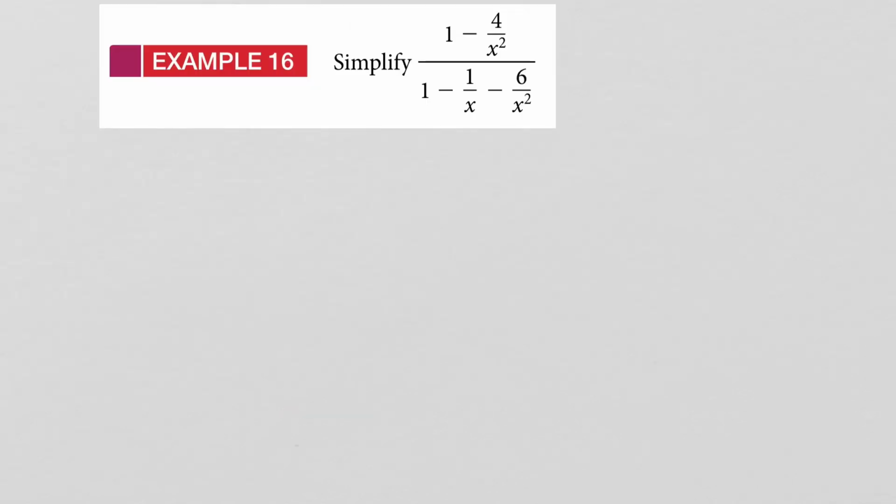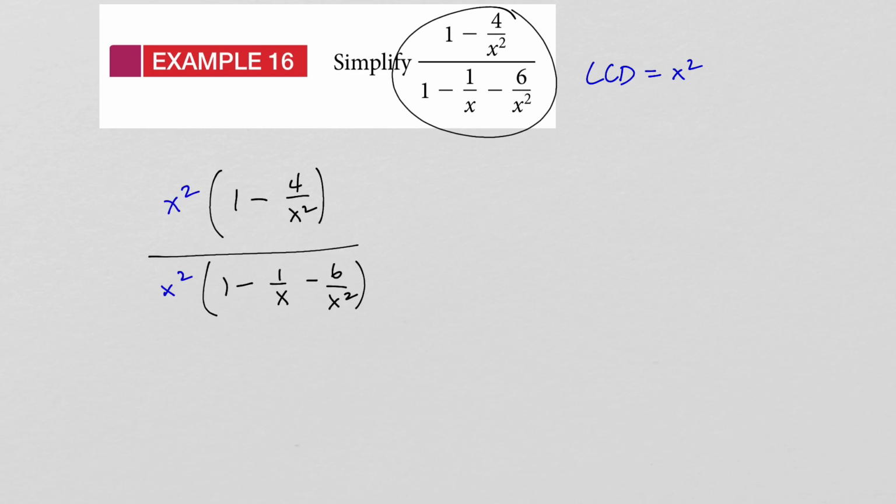And our final example, another complex fraction. Notice that the least common denominator here is x squared. So what I'm going to do is just take this fraction and multiply the top and bottom by x squared. And so that's what it looks like. And then I'm going to distribute. So I'm going to multiply x squared times 1, which of course is just x squared. And then x squared times 4 over x squared.